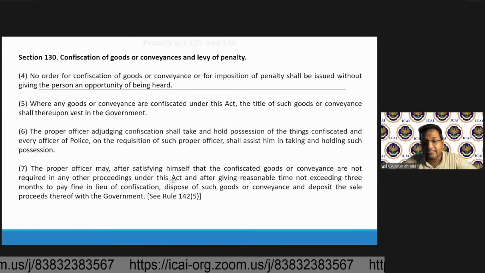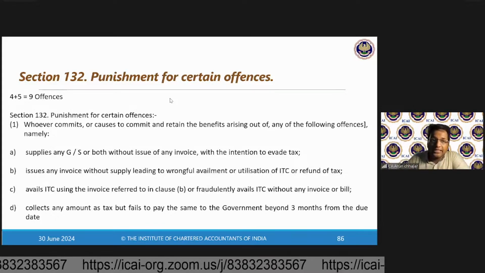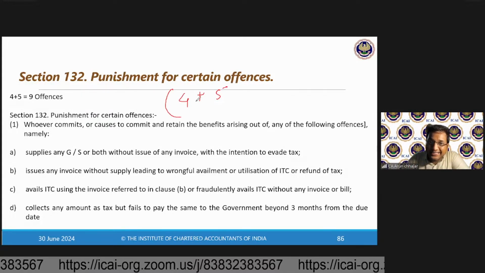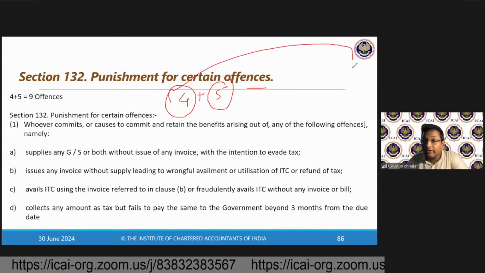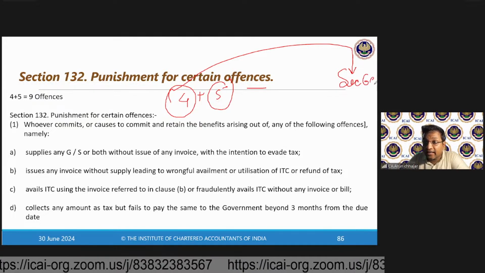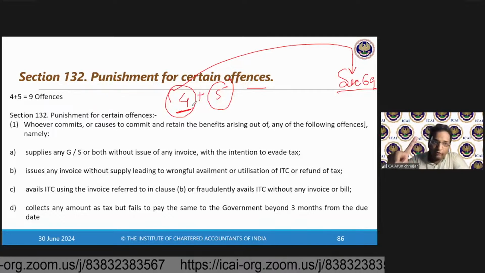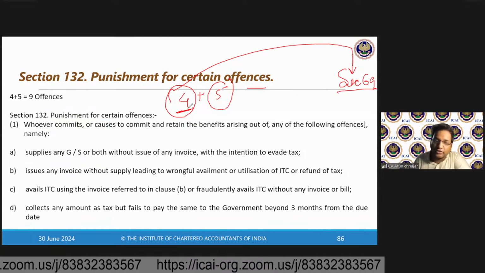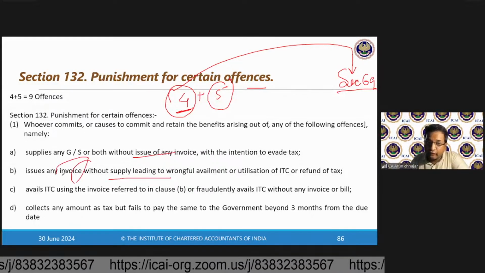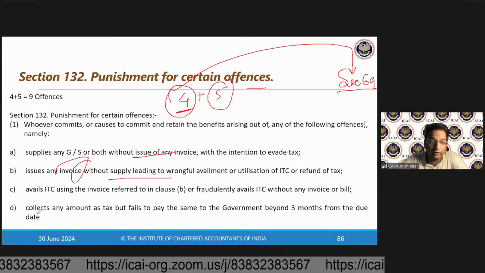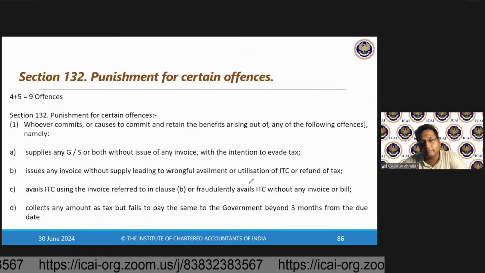What are the offenses? We have discussed section 132, which talks about punishment for certain offenses. It is divided into 4 plus 5. 4 are serious in nature and 5 are less serious in nature. And if you remember, we talked about power to arrest, section 69, which is also linked with these 4 offenses. What are the 4 offenses? Supplying goods without invoice; invoice without supplying the goods, which is a fake invoice; ITC taken on the basis of a fake invoice; and collecting the tax but failing to pay it to the government within 3 months from the due date.